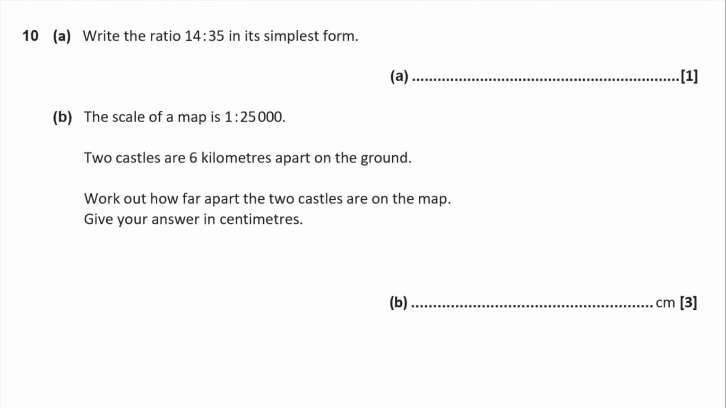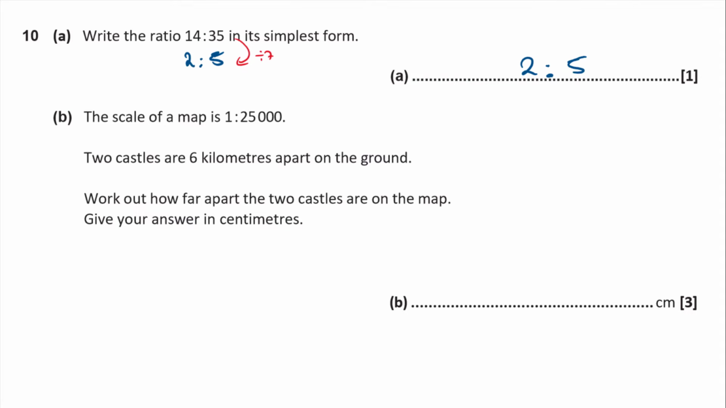Question 10a. Write the ratio of 14 to 35 in its simplest form. Now you might notice that 14 and 35 are both in the 7 times table, so if I just divide both of those by 7, I'm going to get 2 to 5 then, aren't I? So that's my ratio in its simplest form then, 2 to 5.